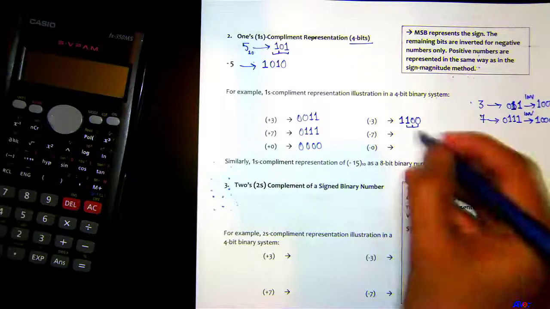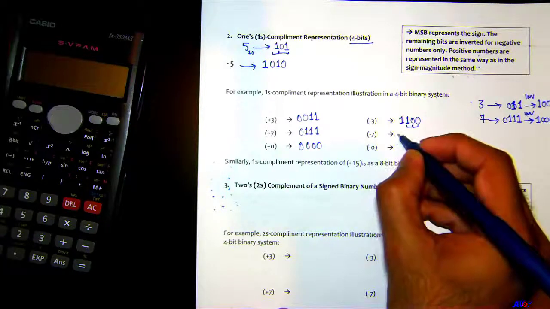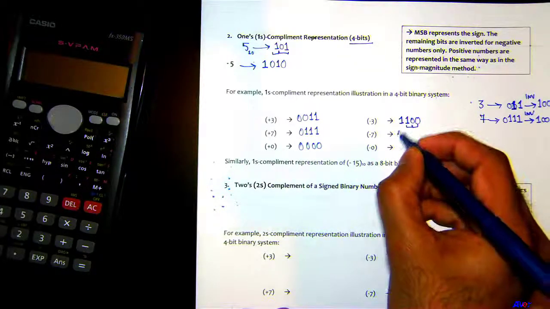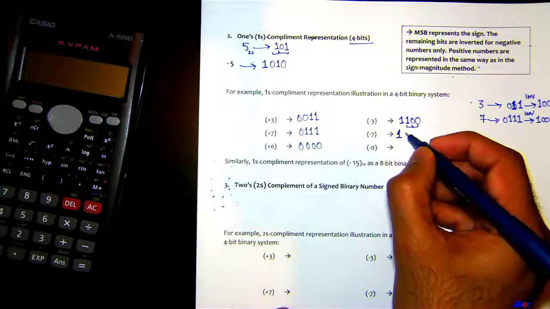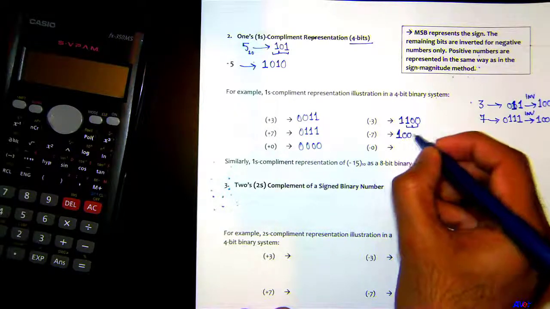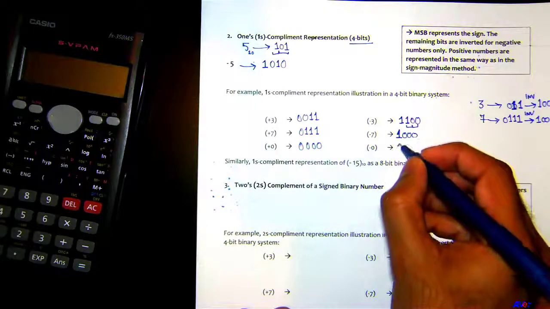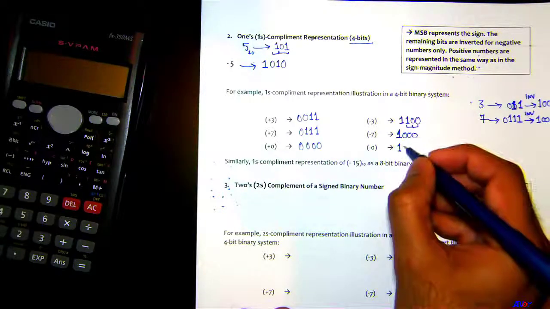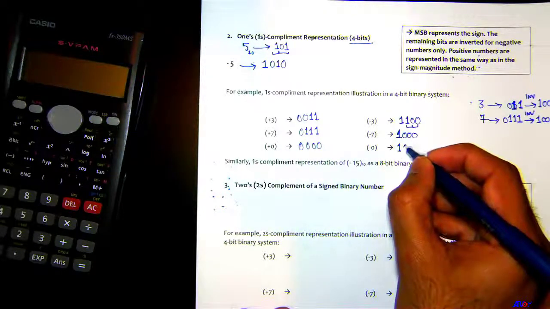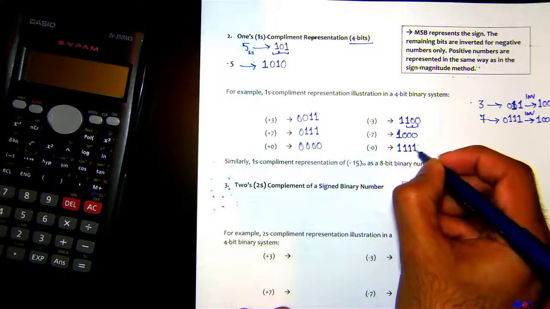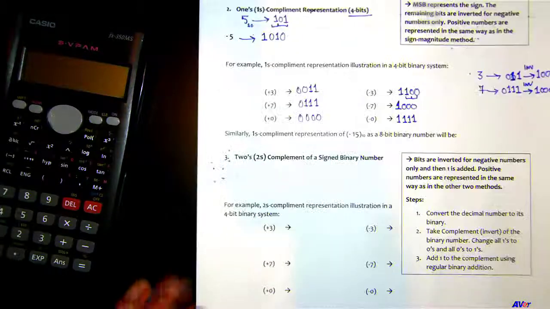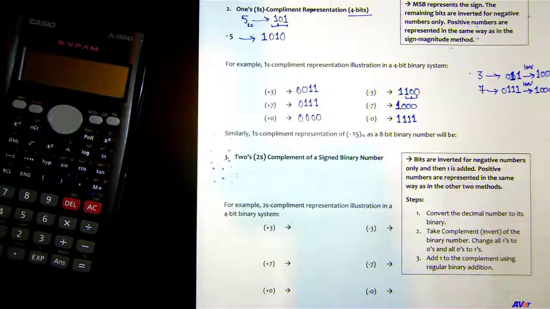All right. So what is going to be the signed bit here? 1, and the rest of the bits are going to be 0, 0, 0. And what about here? Signed bit is going to be 1, and the rest of the bits are going to be 1, all ones, right? Okay, here's the big one. 1's complement representation of -15 as an 8-bit binary number will be.